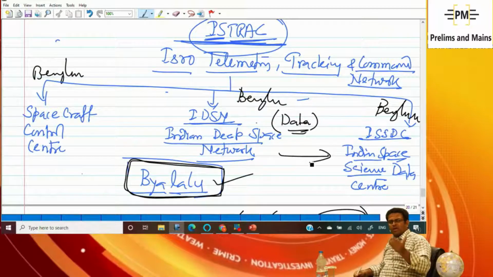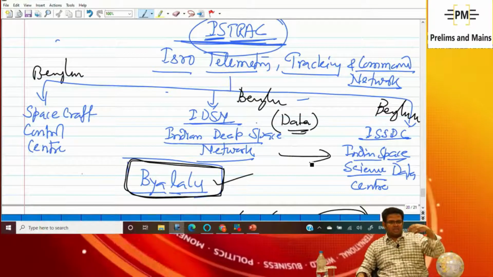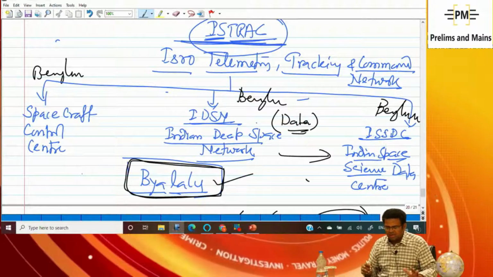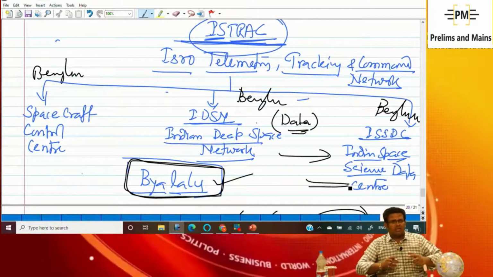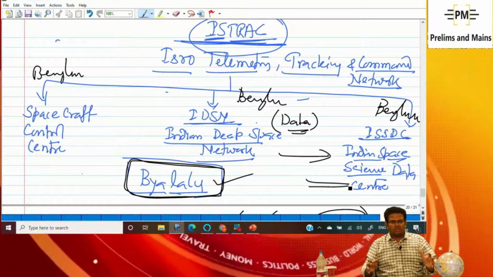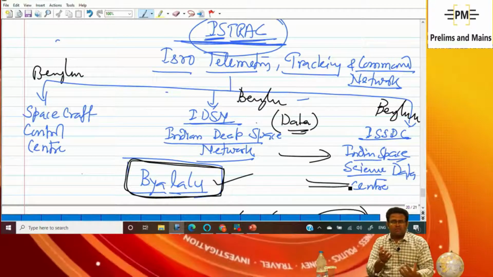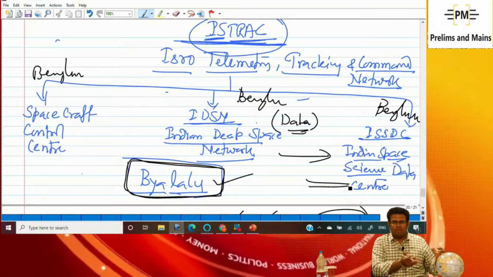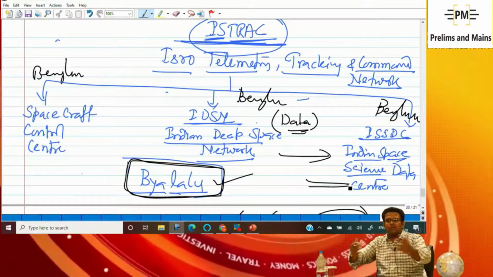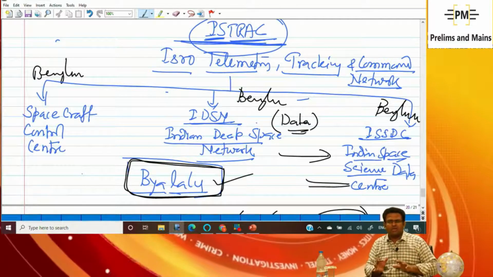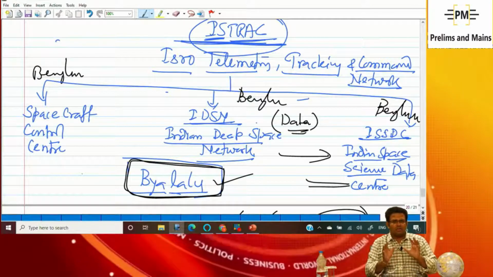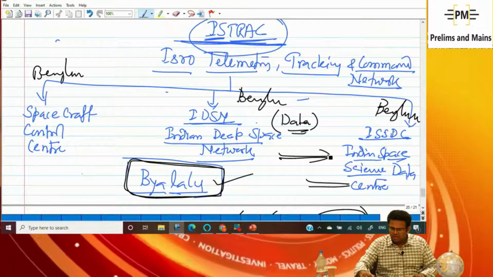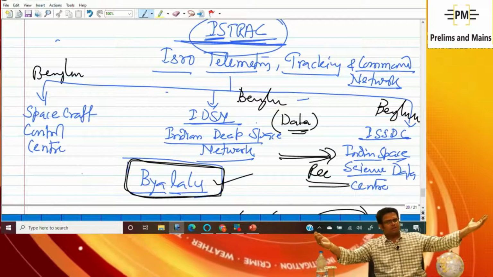This is also in Bangalore. The data collected by the IDSN, Indian Deep Space Network, is given to the Indian Space Science Data Center. Our Indian Space Science Data Center will give these photographs and data to one of our Antriksh, or it can give to Bhuvan, the geo web portal of India, where photos will be available. It can give to wherever required, the different centers in India where these photo demands are there, the government bodies and organizations.